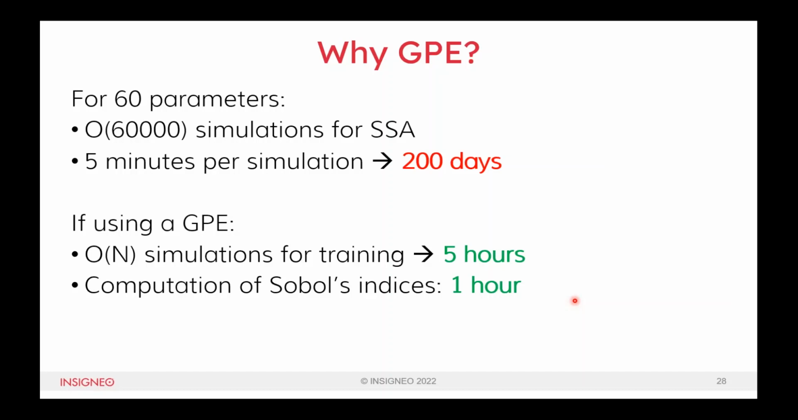The question now is, why do we want to use an emulator if the model runs only 5 minutes? It is because if you have 60 parameters, you still need to perform in the order of 60,000 simulations, and at 5 minutes per simulation, this amounts to 200 days, roughly. But if you use an emulator, you only have to perform order of n simulations. This is 5 hours, and then a little bit more for the Sobol indices. So again, significant reductions in time.